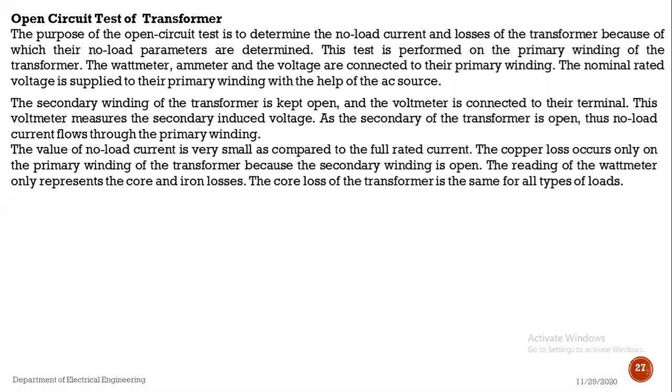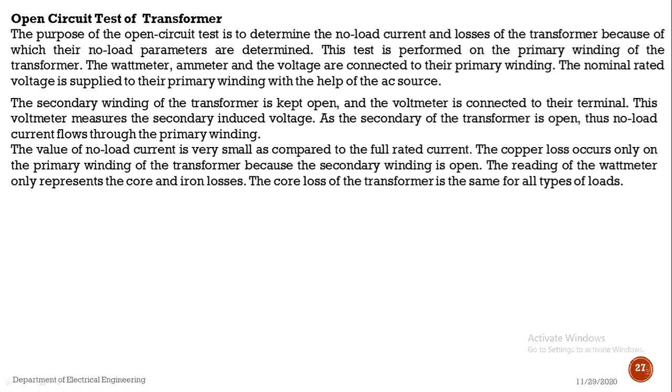Okay, so this is the no load current, a small current taken from the supply, and copper loss occurs in the primary winding. Primary winding मध्ये current flow झाला, it has some resistance, but this current is small, so there will be less copper loss. Okay, copper loss will occur in the primary winding, but this copper loss is very small as compared to the iron or core losses. So the reading of the wattmeter will only represent the core and iron loss.